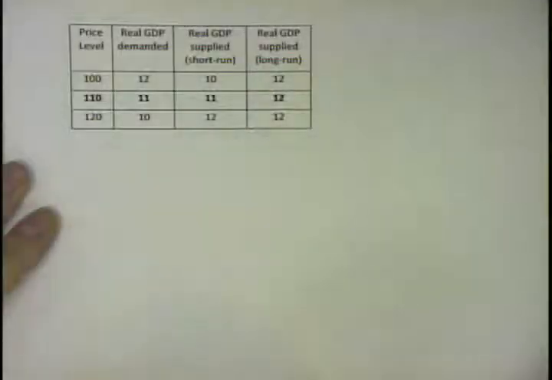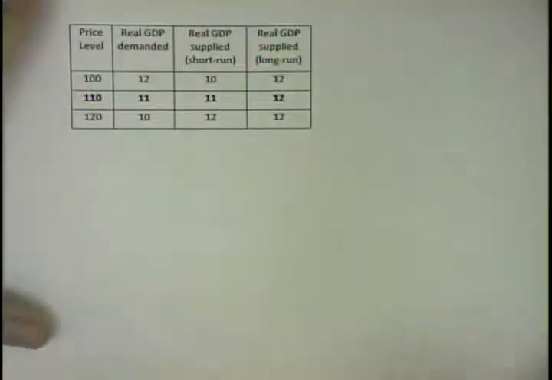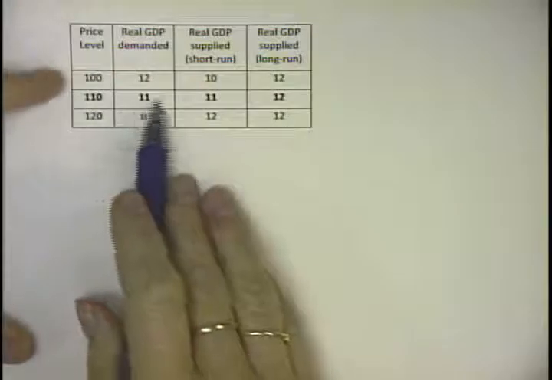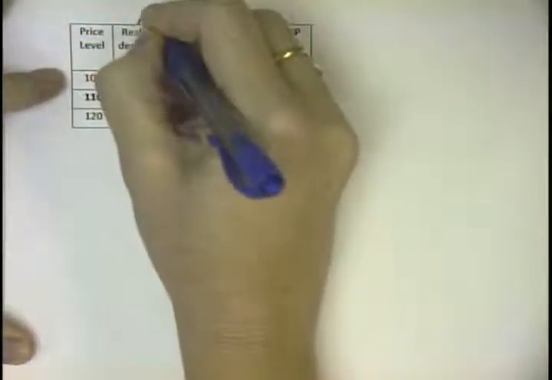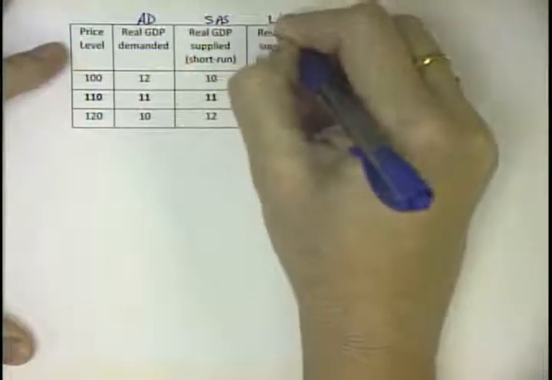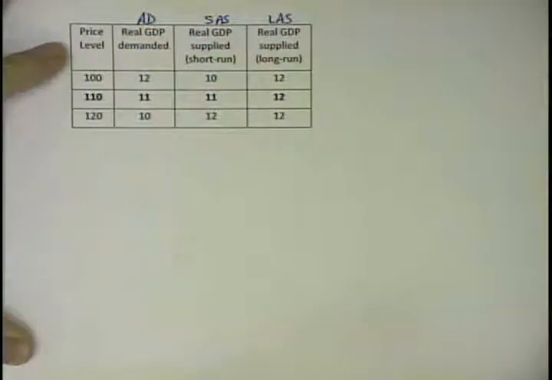In this example, now we're going to be a little bit different. We're going to say something in the economy has changed and we are no longer at full employment equilibrium. So let's look at this one. Remember, this one is our aggregate demand column. This one is our short run aggregate supply column, and this one is our LAS, our long run aggregate supply column.